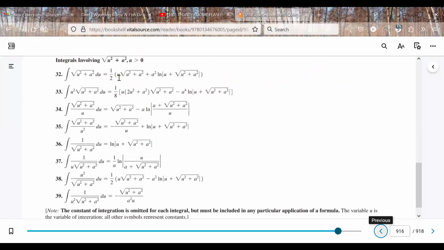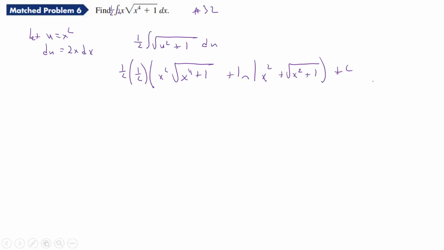So yeah, it's u to the second. Oh, actually, that should be a fourth, I think, here. I was thinking that I wrote that wrong. That should be a 4 here. All right. So that gives us that.